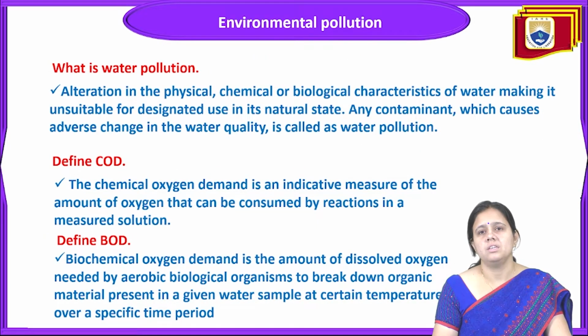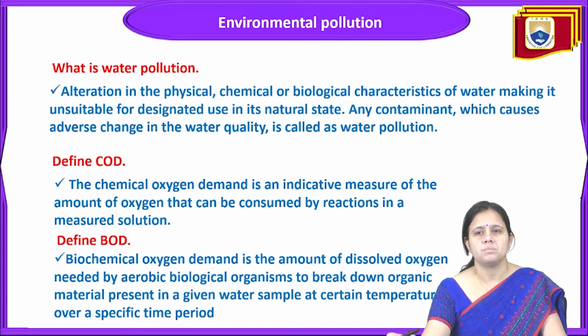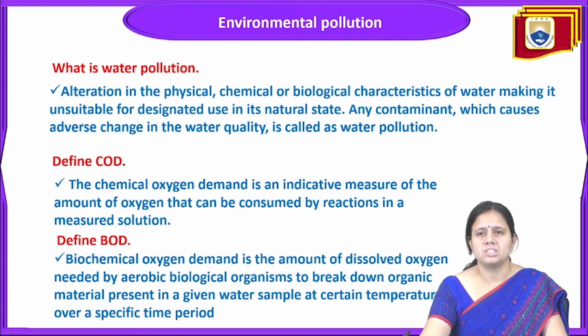Now, the next terminology related to this topic is: define the term water pollution. We can define water pollution as the alteration in the physical, chemical and biological characteristics of water that makes it unsuitable or unfavorable for its designated use in the natural state, or any contaminant which causes an adverse change in the water quality. It is an undesirable change in any physical, chemical or biological characteristic of water that is unsuitable for the use of the water and harmful for living organisms.